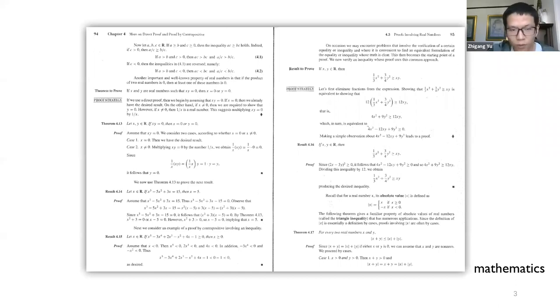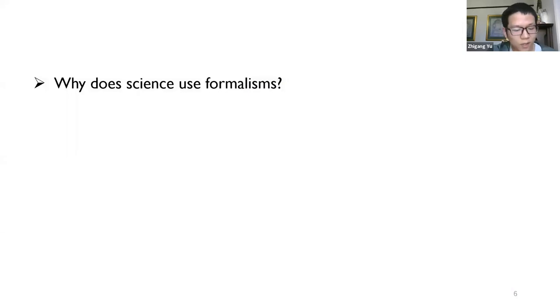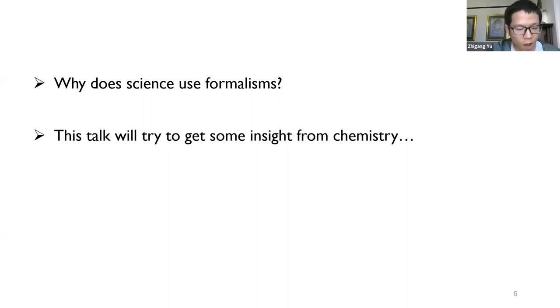And also in physics, you can see equations everywhere. And also in chemistry, you can see different kinds of equations used. And so we can see that formalisms are everywhere in science texts. This gives rise to a question: why does science need to use formalisms? So today, I'll focus on chemistry and try to get some insight from chemical formalisms. The reason for choosing chemistry as an object of study is that it uses a variety of formalisms.